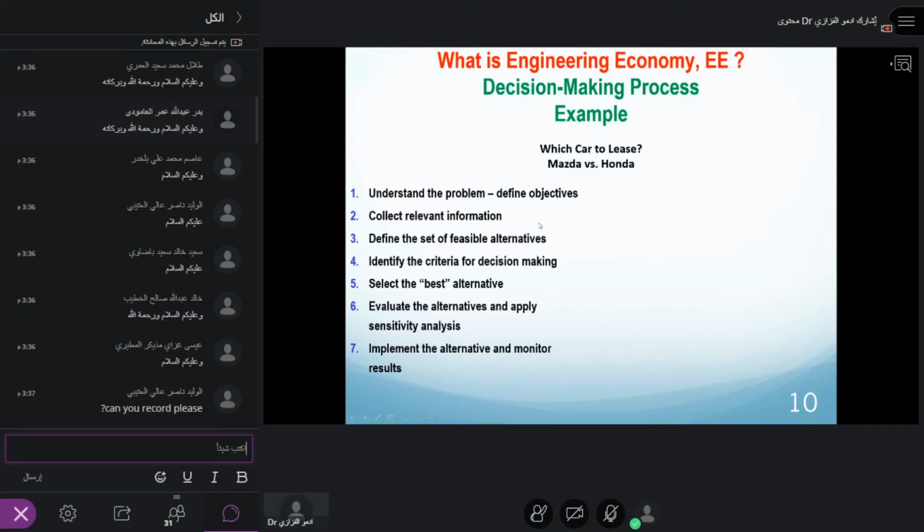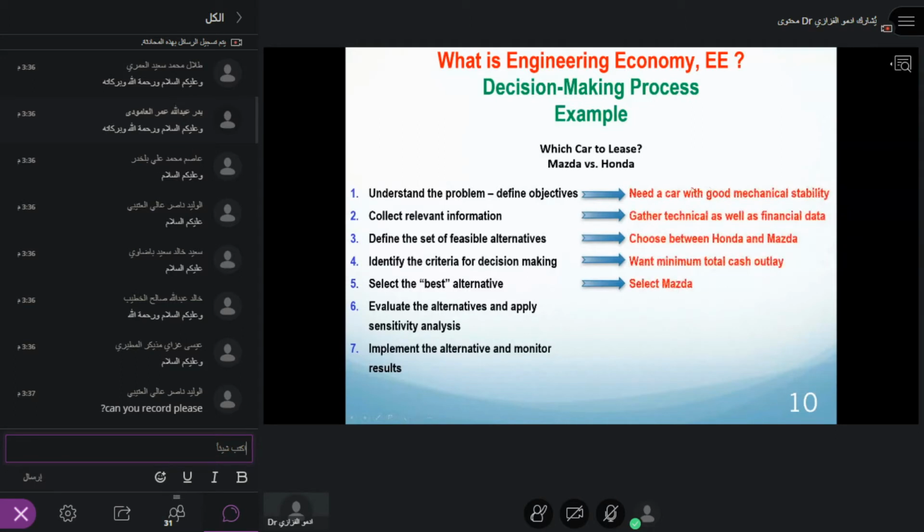Now you put your sets of conditions and you start making analysis. The first one is to understand the problem. You define the objectives. So the objectives will be, we need a car with good mechanical stability for the industry, so that it can last long, and we don't have to always go to the mechanic if the car is broken, and so on and so forth. The car will not break easily. So this is the kind of objectives that you set.